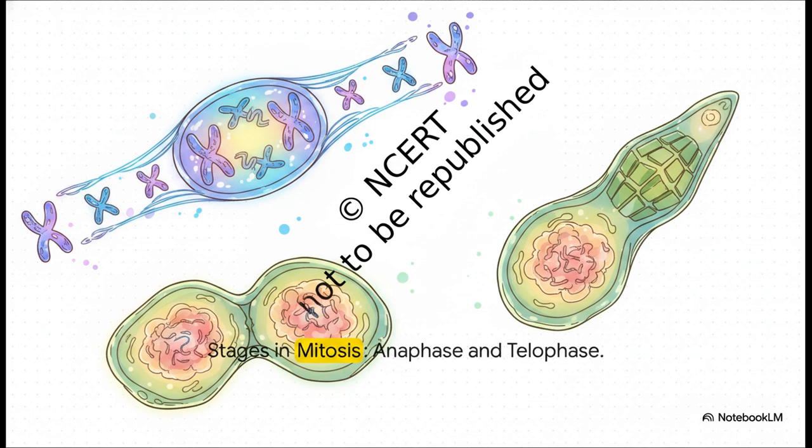Right after this, cytokinesis steps in, either creating a furrow in animal cells or building a new cell wall in plant cells, leaving us with two pristine, completely independent cells.